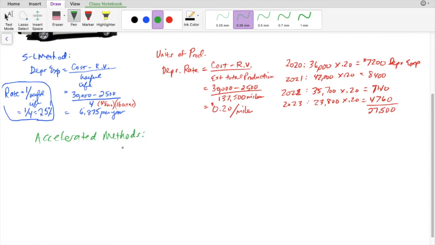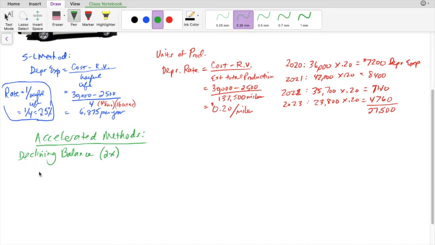So the accelerated methods basically exist because they allow us to take more expense up front and less expense later. The first one we're going to look at is the declining balance methods. Most of the time, the one that's most common is the double declining balance method. You can do 1.5 times declining balance. You can do 1.25 declining balance, but double declining is the one we see the most.